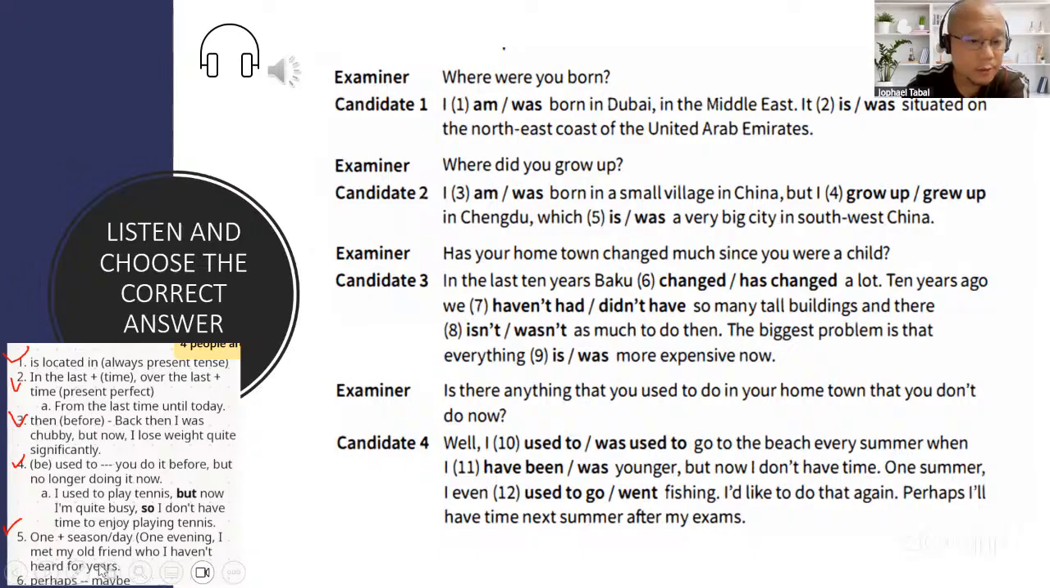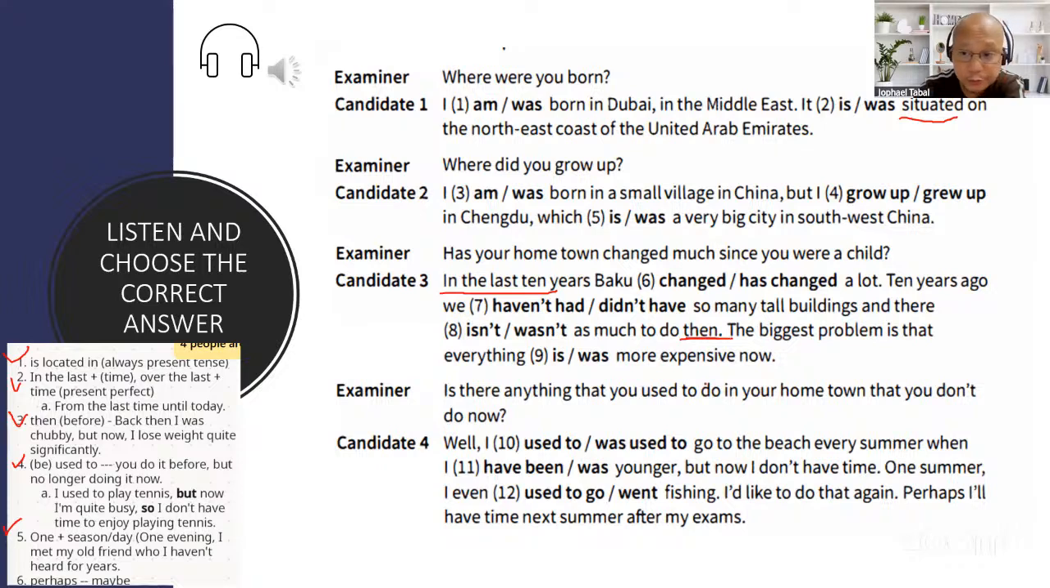So there are some new words here that I have highlighted. We have "is located" or "is situated". And then "in the last" plus time, that's number 2. "Then" means before. So "there wasn't as much to do then" means back then, there wasn't much to do then.